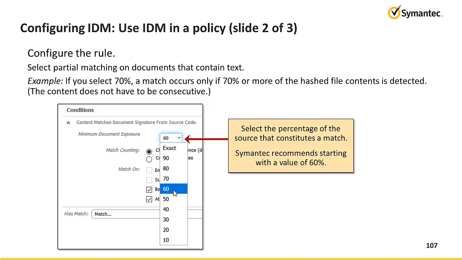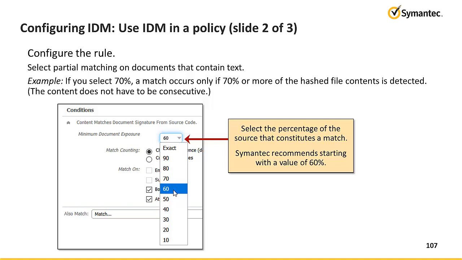For instance, if you select 70% for the minimum document exposure, a match will occur only if 70% or more of the hashed file content is detected. Note that the content does not have to be consecutive. Symantec recommends starting with a minimum document exposure of 60%. A value of less than 50% will typically result in many false positives.